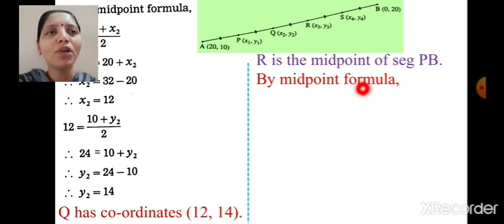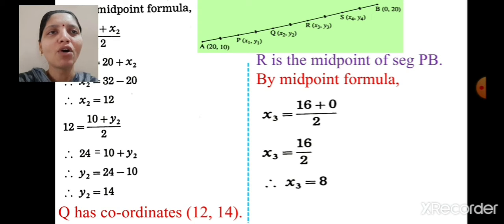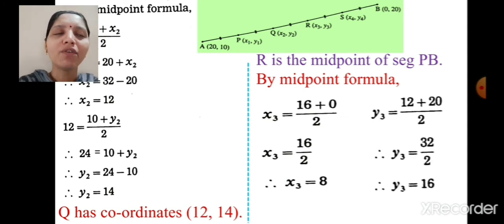So by the midpoint formula, what can you find out? For the x coordinate, you have to consider the coordinates of point P and the coordinates of point B. So x3 is equal to 16 plus 0 upon 2, because we know the coordinates of P are 16 and 12. Therefore x3 is equal to 16 plus 0 is 16 upon 2, that is equal to 8. So we got the x coordinate. Now let's find out the y coordinate. y3 is equal to 12 plus 20 upon 2, that is equal to 32 upon 2, that is nothing but 16.